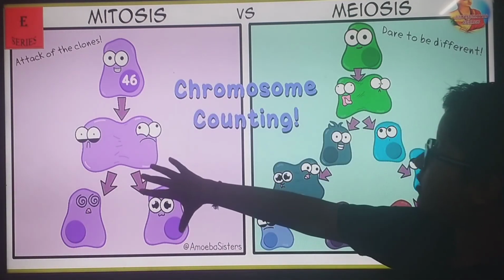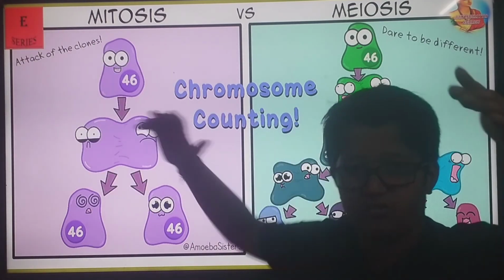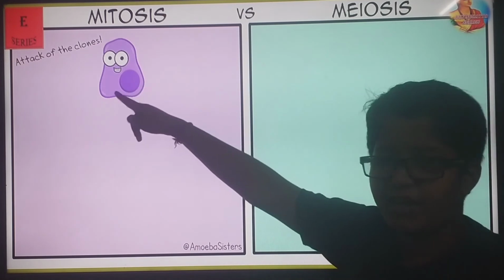Let's first see this. Now in mitosis is the attack of clones. Oh, I'm the king of clones. Attack clones. This is the parent king of clones.